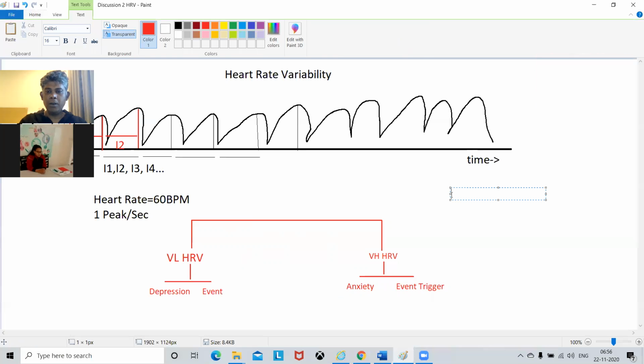For heart rate variability, we have intervals I1, I2, I3, I4, I5, and so on. We take a mean of this first, and then we take a standard deviation of this. When we take a standard deviation, we compare I1 and I2, then I2 with I3, then I3 with I4. Whatever the standard formula for standard deviation is, standard deviation 1 is calculated from I1 and I2. Then standard deviation 2.